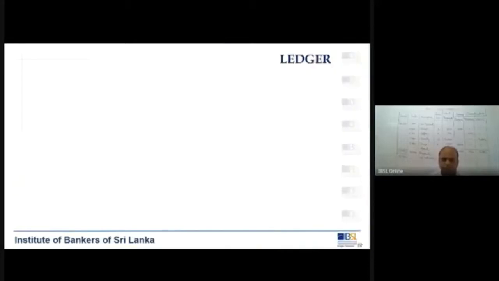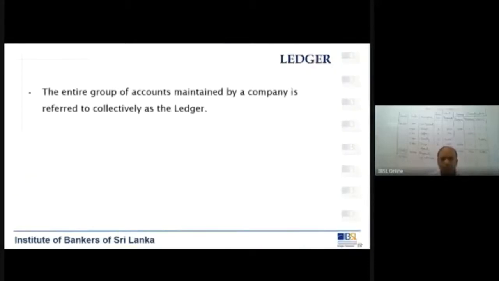Right. So as I explained to you, the ledger will have the entire group of accounts maintained by a company, right? And as I told you in the previous chapter, these accounts will include all the impersonal accounts.